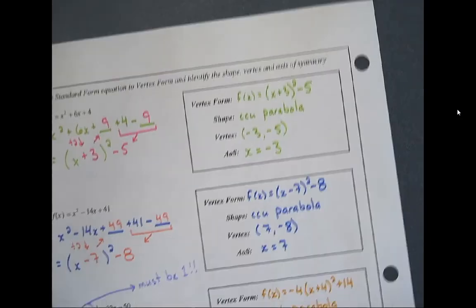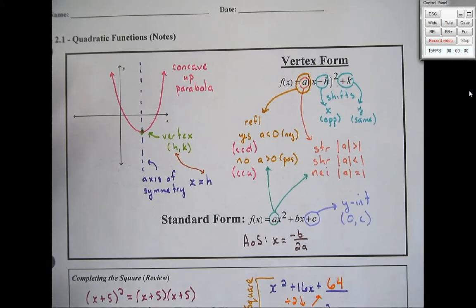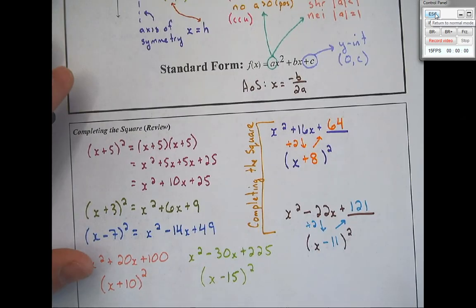Okay, so completing the square is the move that we use to convert quadratic functions from standard form into vertex form, because vertex form is much easier to talk about some of the characteristics of that parabola.